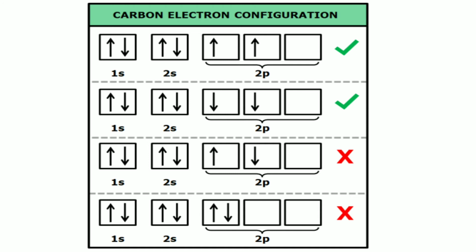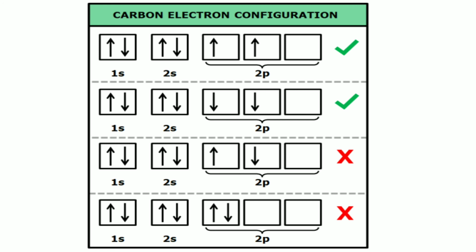But in the first option you can see that in the 2p orbital 2 electrons are present in different orbitals like px and py, and they have the same direction but are in different orbitals. So this is correct. The second option is also correct, because they are also in the same direction but in different orbitals.